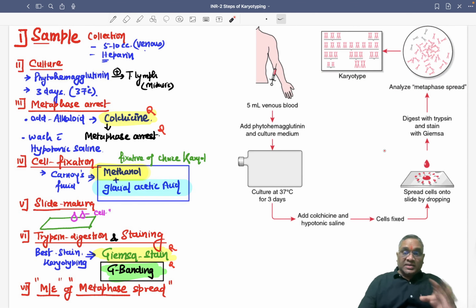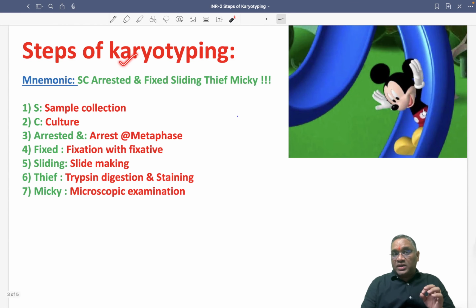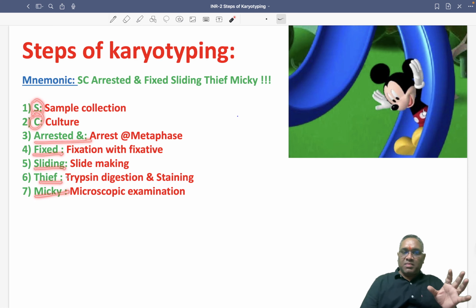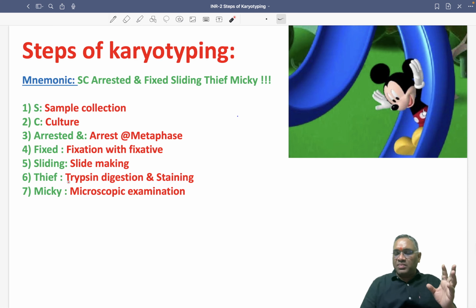So these are the steps of karyotyping, and please remember, this is the mnemonic for the steps of karyotyping. You can see this Mickey is the thief who is sliding, right? And Supreme Court arrested and fixed sliding thief Mickey, right? So please remember these steps of karyotyping.